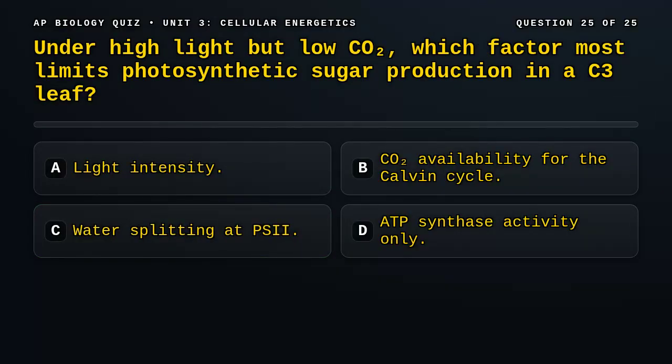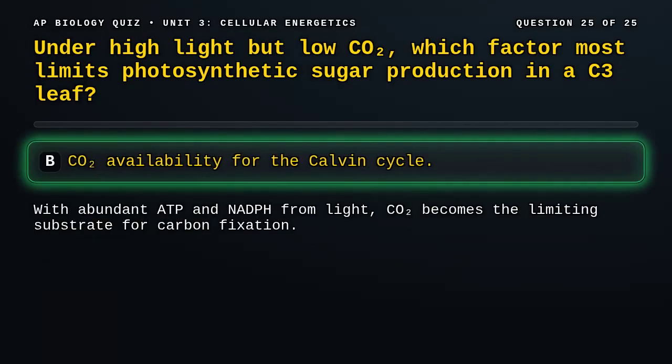Question 25. Under high light but low CO2, which factor most limits photosynthetic sugar production in a C3 leaf? A. Light intensity. B. CO2 availability for the Calvin cycle. C. Water splitting in photosystem 2. D. ATP synthase activity only. Correct answer B. With abundant light, the Calvin cycle becomes CO2 limited. Low CO2 restricts carbon fixation despite ample ATP and NADPH.